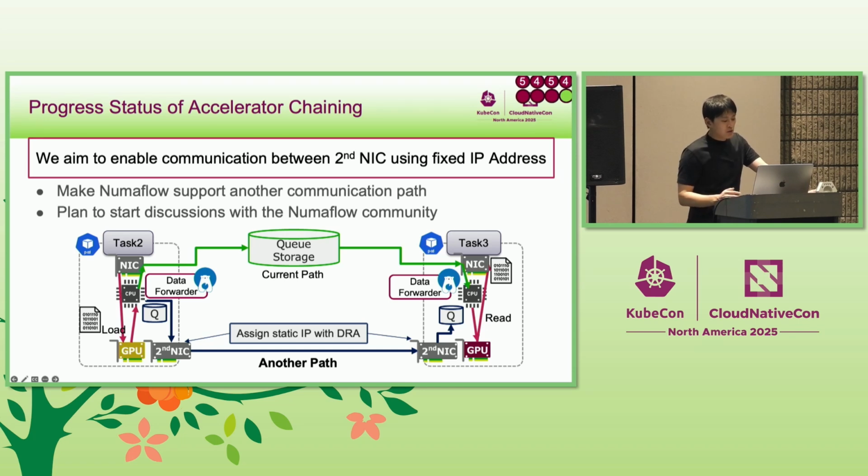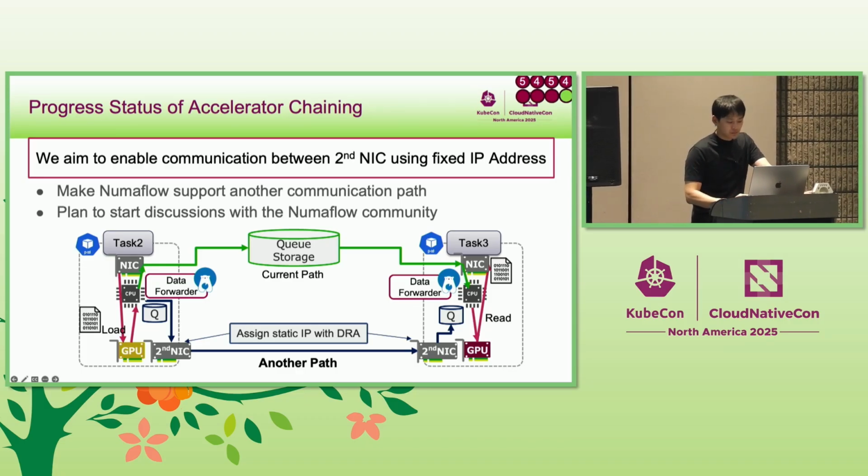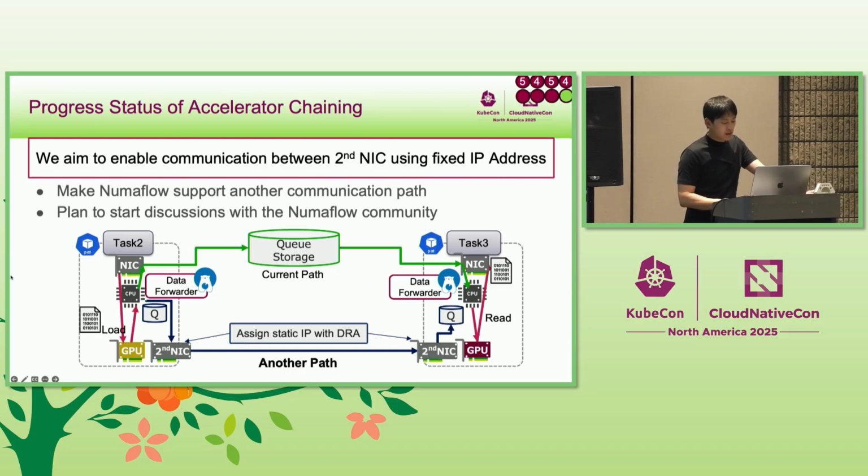Now, let me share the current progress of the accelerator chaining work. At this stage, our goal is to enable communication between secondary links using fixed IP addresses. This approach is designed to support a new communication path, so it's separate from the one currently supported by Numaflow. The fixed IPs of the secondary link are assigned by DRA. And we are planning to start a discussion with the Numaflow community about introducing this new feature.